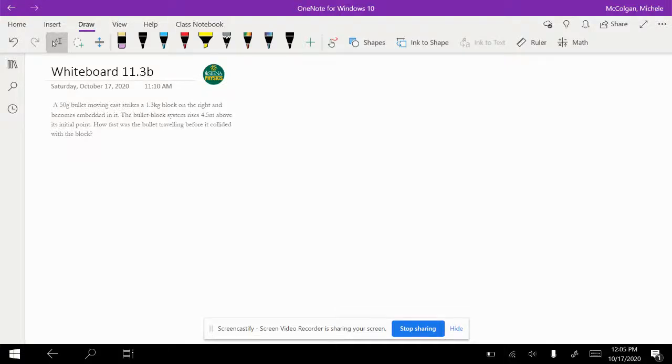A 50-gram bullet moving east strikes a 1.3 kilogram block on the right and becomes embedded in it. The bullet block system rises 4.5 meters above its initial point. How fast was the bullet traveling before it collided with the block? All right, so let's draw a picture.